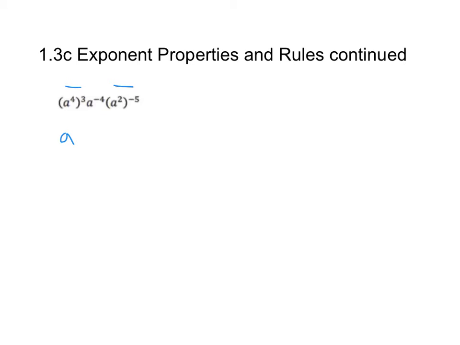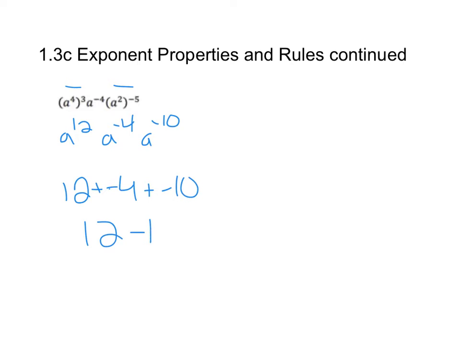We have that a to the 4th to the 3rd. Multiply, that becomes a to the 12th. Our a to the negative 4, we're just going to let that alone. And then we have 2 times negative 5, which is negative 10. Now, in this case, we're multiplying all three of these, so we're really going to want to look at adding all of these exponents together. So if we're looking at 12 plus a negative 4 plus a negative 10, this is the same thing as saying 12 minus 14, which is going to be a negative 2.